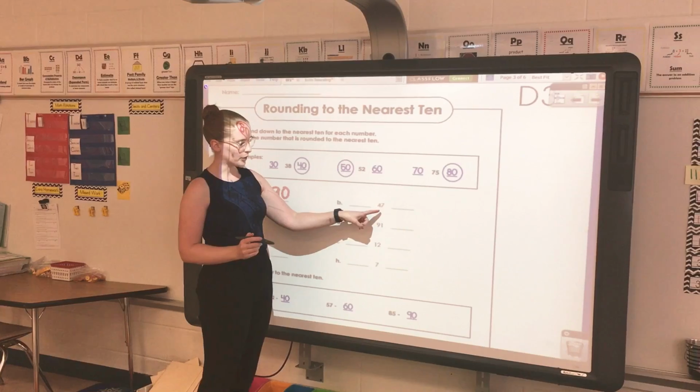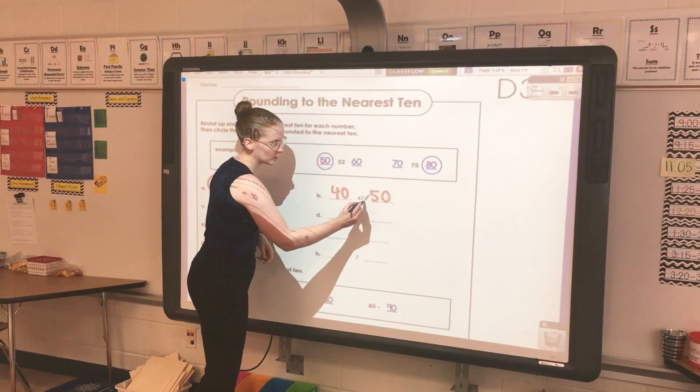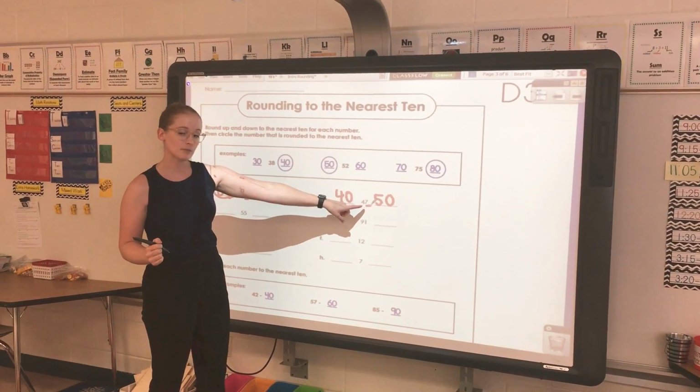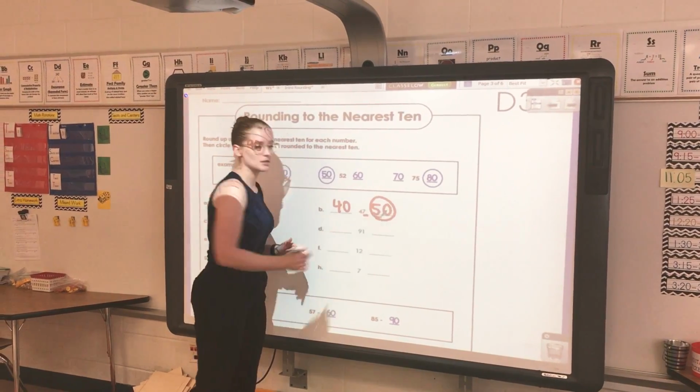The next one is 47. It's between 40 and 50. Looking at the ones place, I see 7 is above 5. 5 or above, give it a shove, we're going to round it up because it is closer to 50.